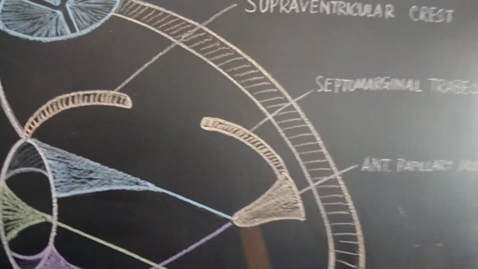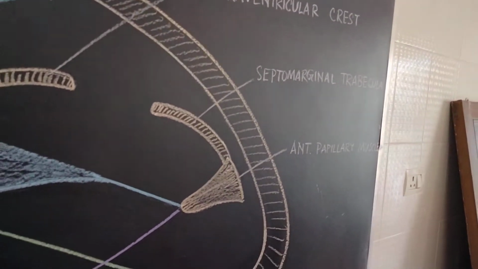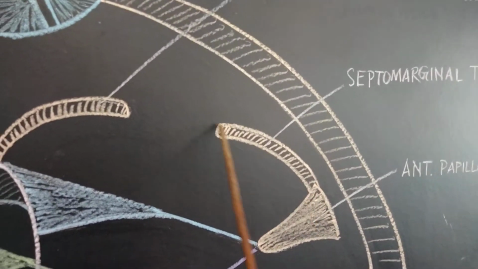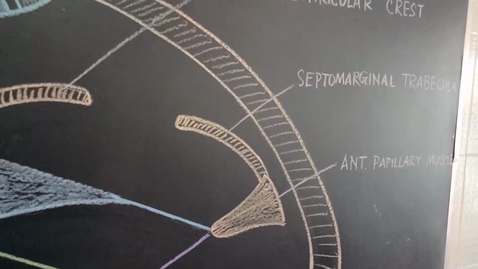Now there are some bridges. Bridges are cord-like muscular thickenings, but the two ends of the thickening are attached or fixed to the ventricular wall. An intermediate part is free.